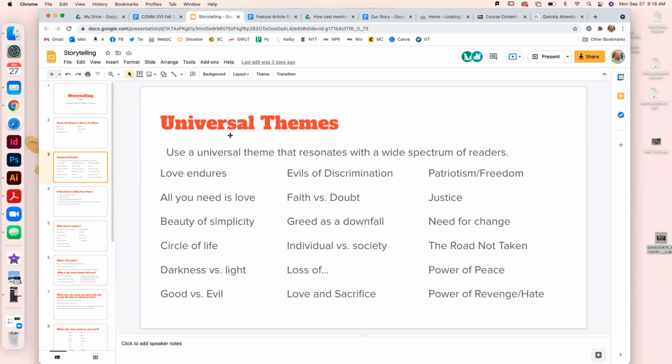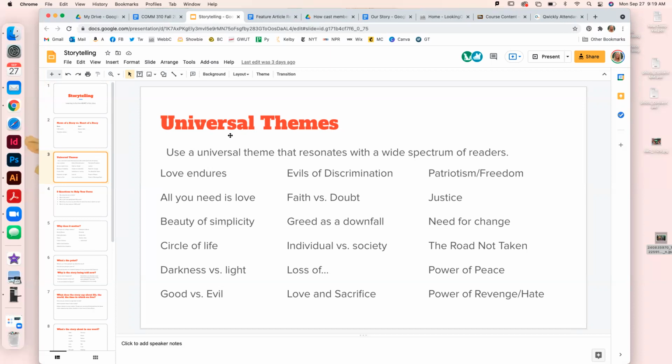Stories about faith and doubt, how sometimes people's faith brought them through something, or sometimes the idea that having doubts is healthy because it makes you think. So those are different types of universal themes. Greed as a downfall. Anybody ever seen Wolf of Wall Street? It's a true story. Probably somebody wrote a little article to get that thing started to tell it. And then they're like, ooh, this would be a good book. And then it became a movie. And then it became another movie.